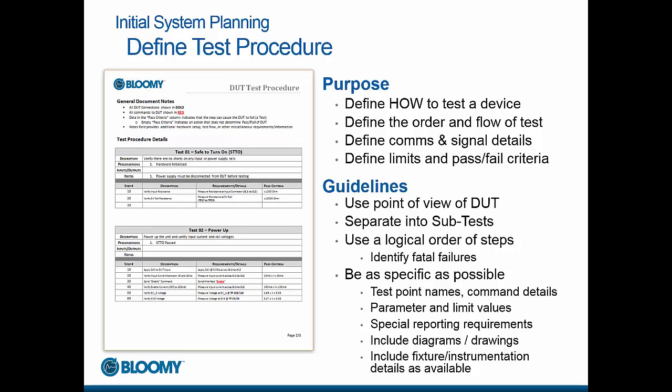In addition to defining test details, all reporting details should be specified as early as possible. This includes both the parameters to record as well as the format. Defining the reporting up front helps guide the types of tests that are performed and reduce overall development time. As with the requirements template, Bloomy has developed a test procedure template. Each subtest is broken out with its preconditions and substeps, including command names, requirements, special circuits, and pass-fail criteria.